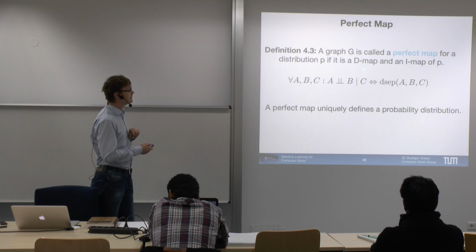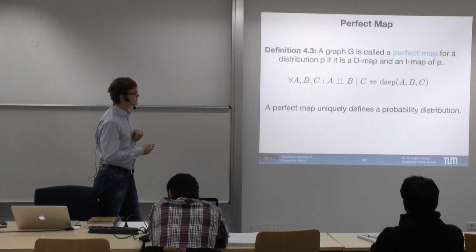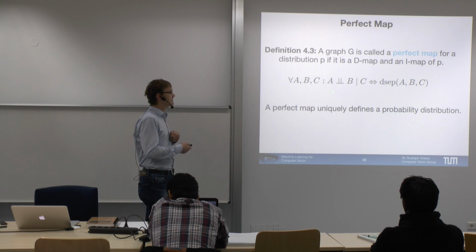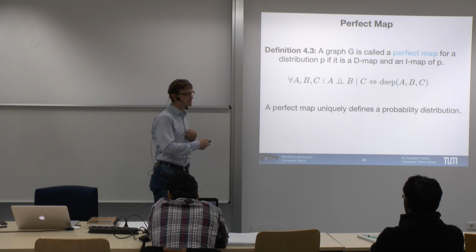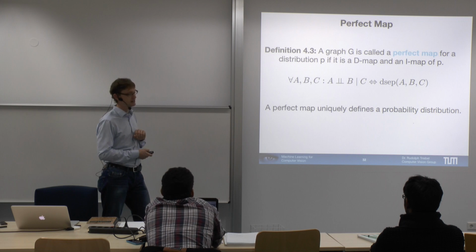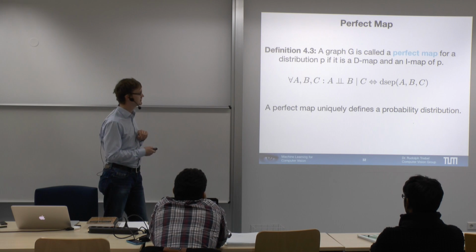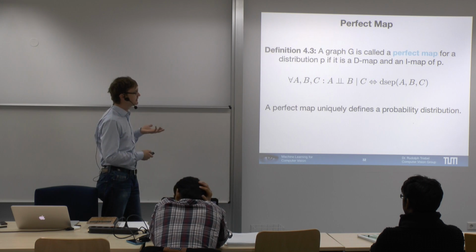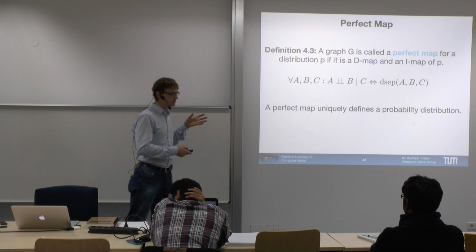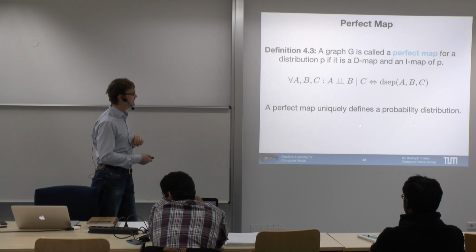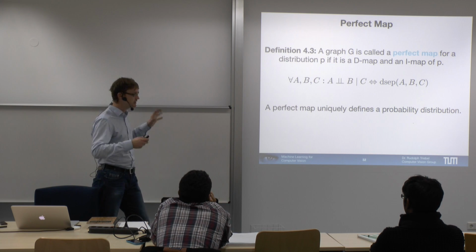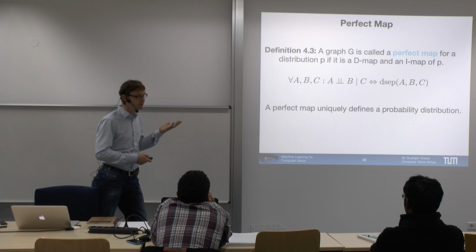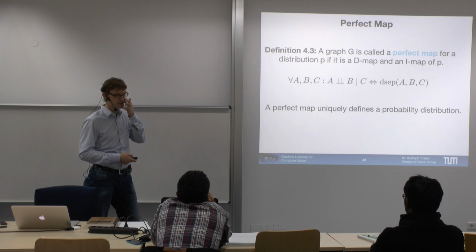A perfect map is both a D-map and an I-map. And this is the definition of a perfect map that simply says a graph is a perfect map if for any relationship of conditional independence we have d-separation and back, right? So every d-separation is represented uniquely by a relationship between A, B, C as a conditional independence. So this now is a way to map between the world of graphs to the world of distributions, right? A perfect map uniquely defines a probability distribution, right? We have a joint distribution over a set of variables, and that probability distribution can be uniquely defined by a graph, which is a perfect map for that probability distribution, right?